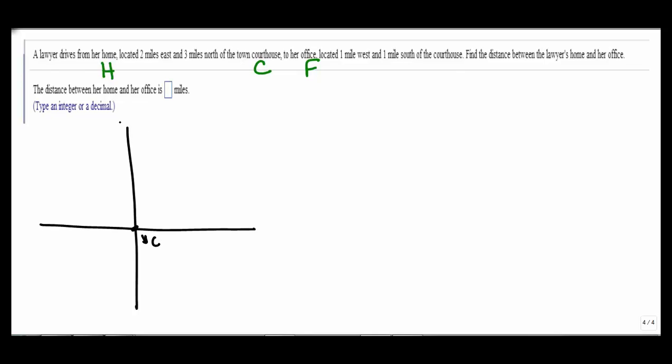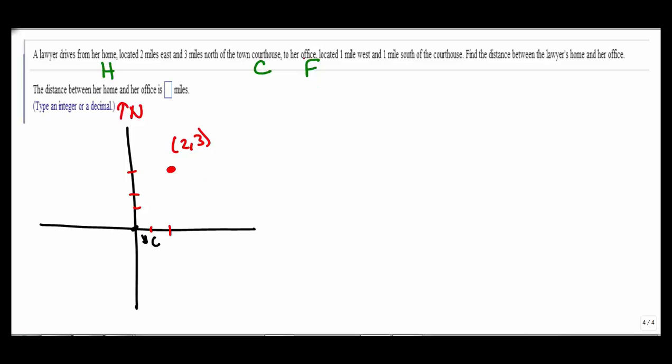It says a lawyer drives from her home, which is located 2 miles east. Well, if you think about our compass here, north will head toward the top. So 2 miles east would be 2 units to the east and 3 miles north. 1, 2, 3. Not necessarily to scale here, but this is the ordered pair (2, 3) then.